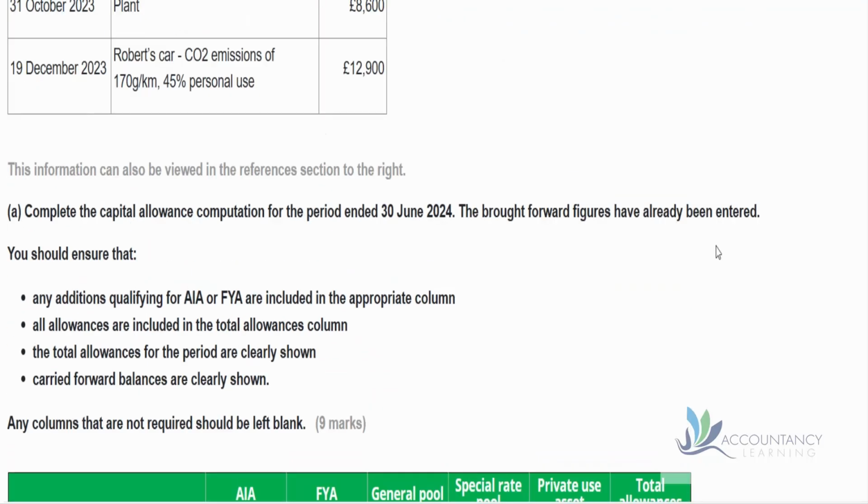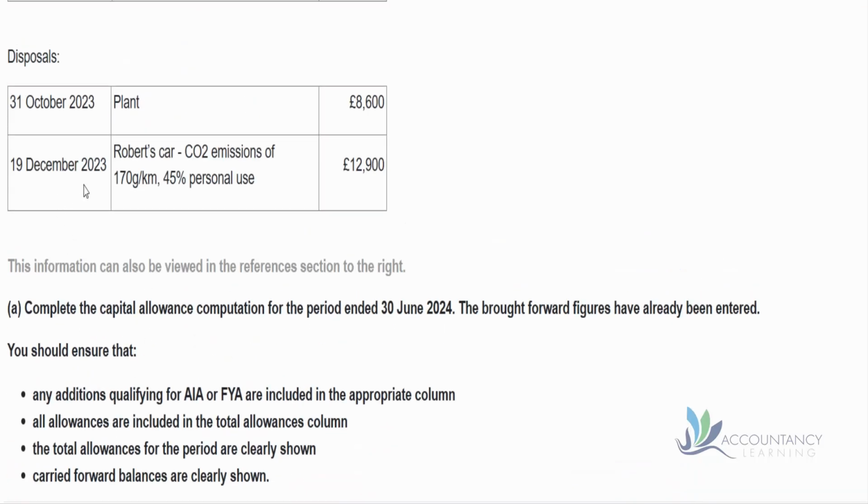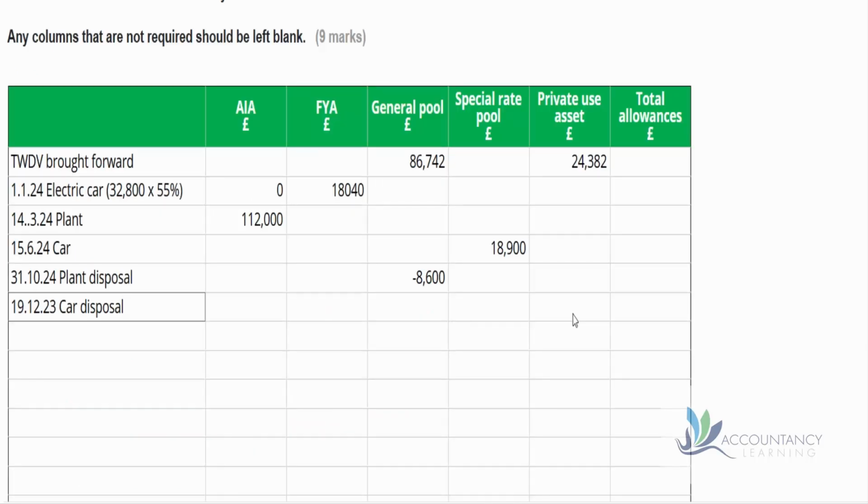And then on the 19th of December, we disposed of Robert's car, and remember it told us earlier that this was a polluting car, 170 grams per kilometre with 45% personal use. We disposed of that for 12,900. Now, as this was Robert's car, we're going to use this in the private use asset column. So we've got the 12,900. But remember, we're taking this away. These are the proceeds from the two disposals, and we're putting the proceeds into the relevant columns.